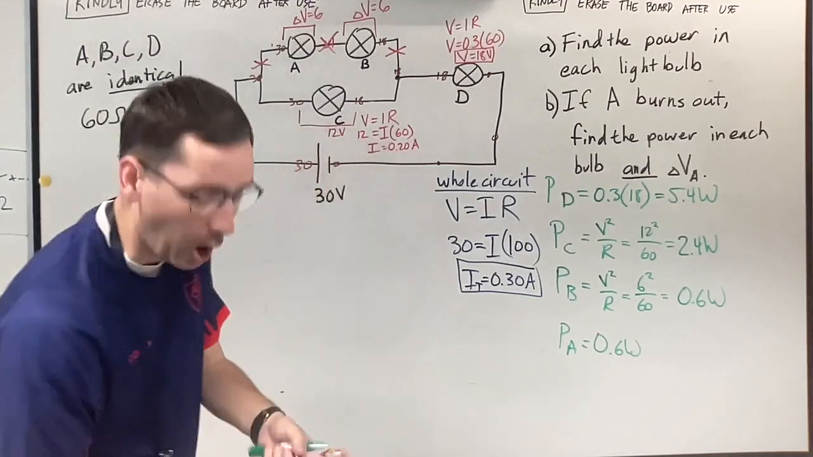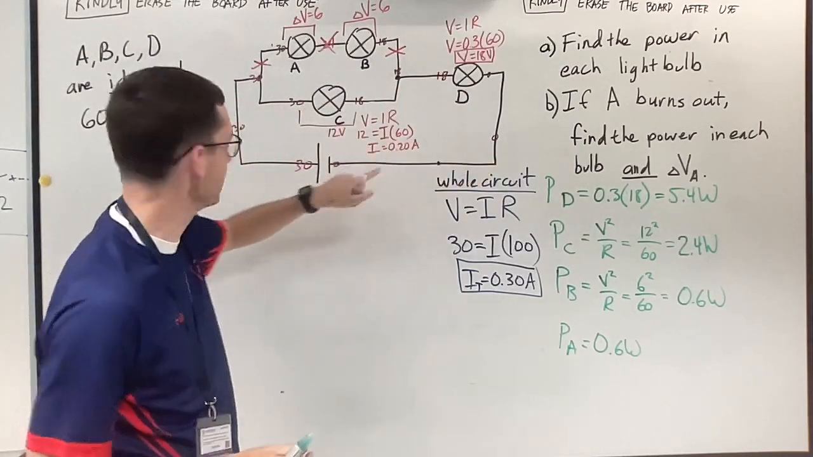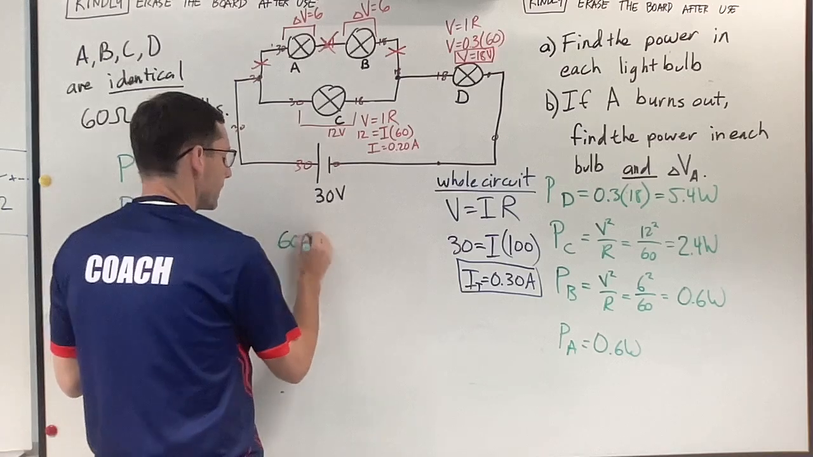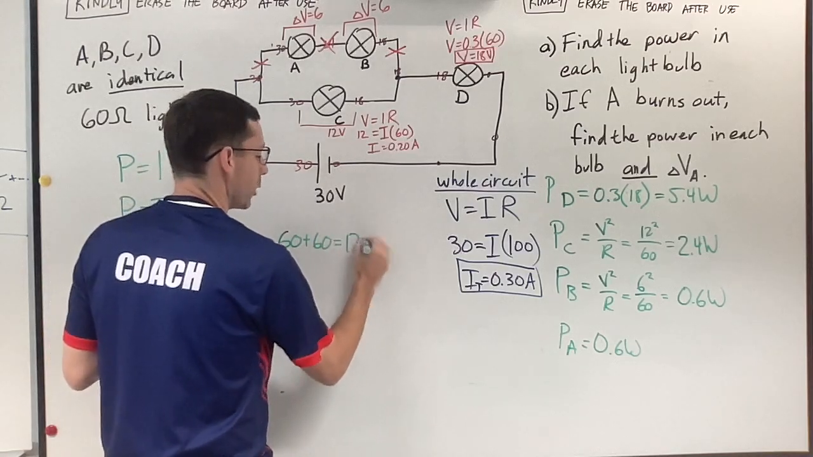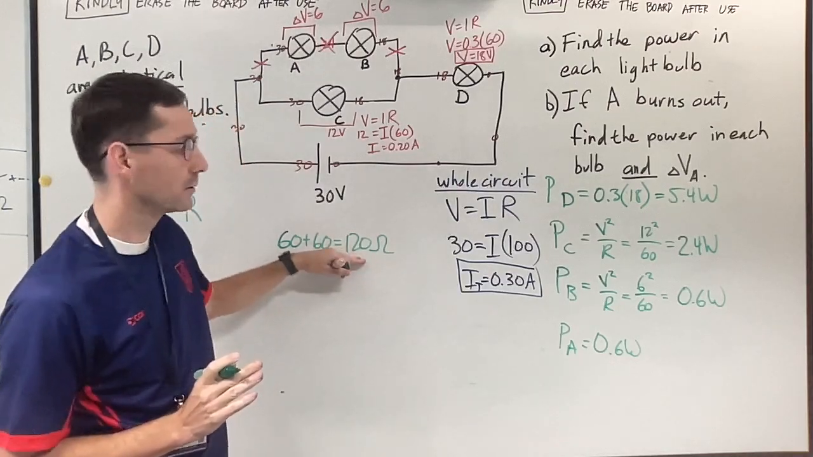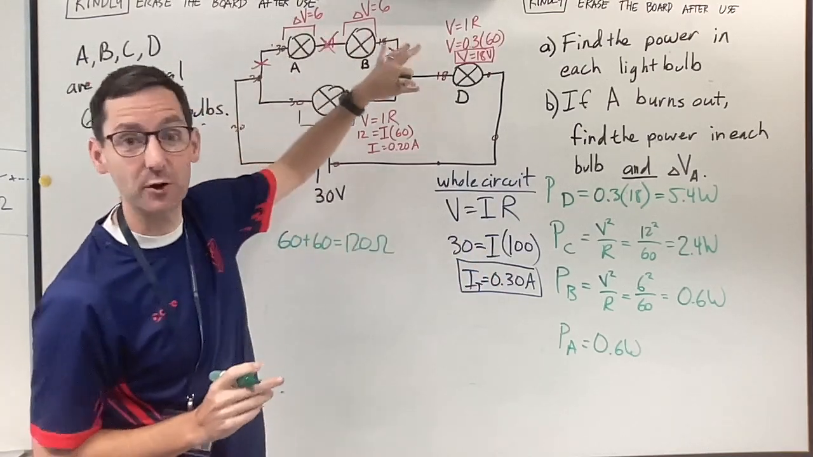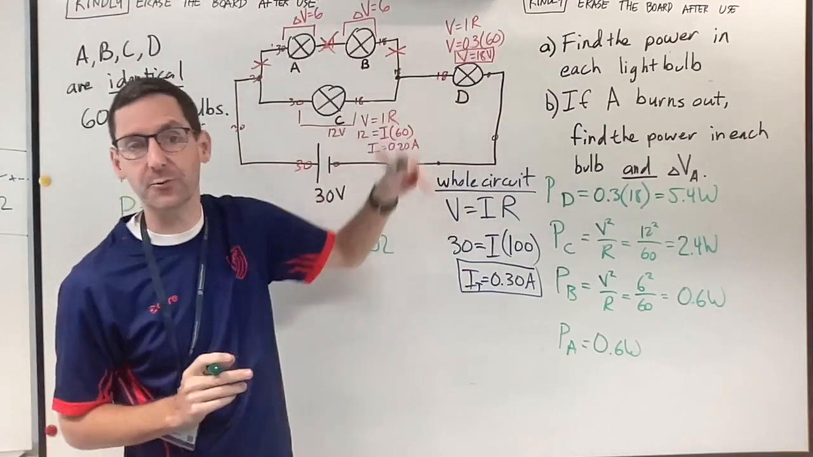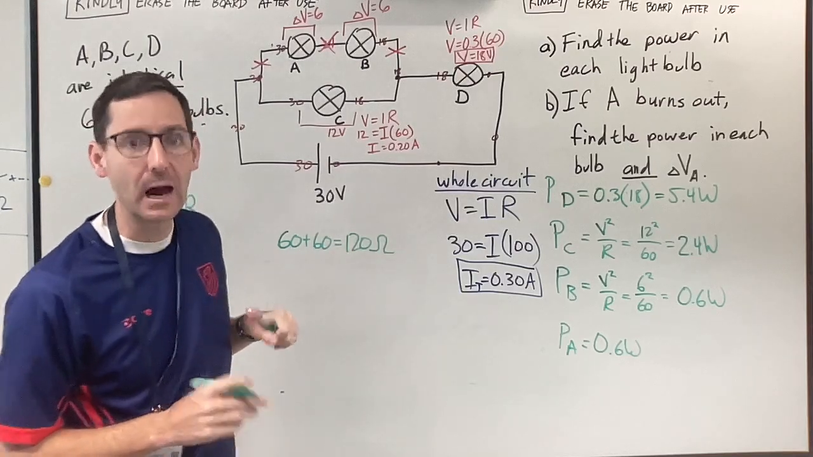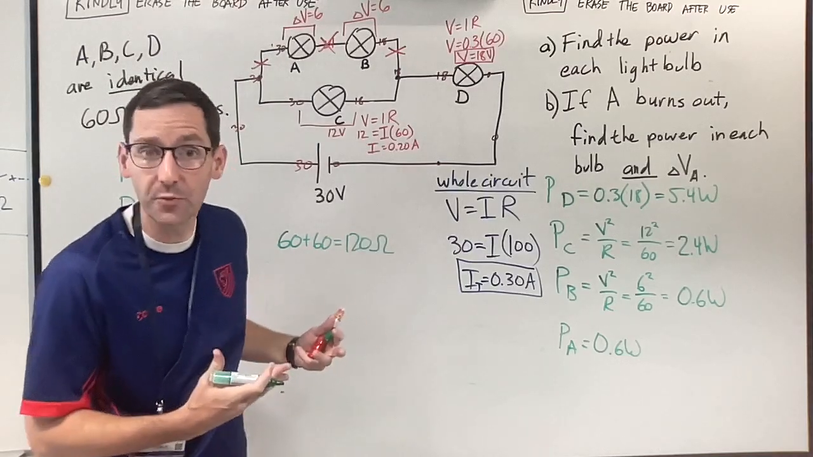Because this time, all we have is 60 and 60. Those two are in series because all the current has to go through those two. So 60 plus 60 equals 120. So interestingly enough, the total resistance of the circuit went up. Before it was 100 because it was able to split and it was easier for it to flow. But now all the current's being packed through those two, and so my total resistance is bigger than it used to be. Now, why is that important? Well, we are trying to find out how much power is in each of those bulbs, right?